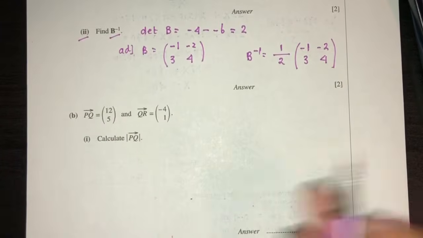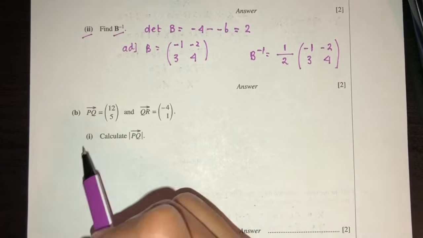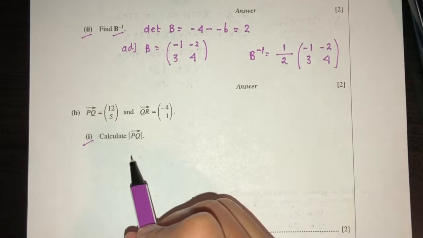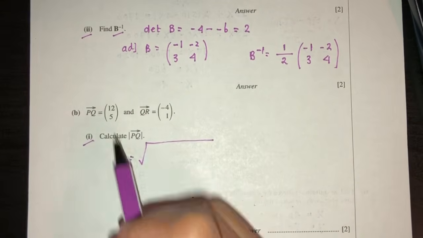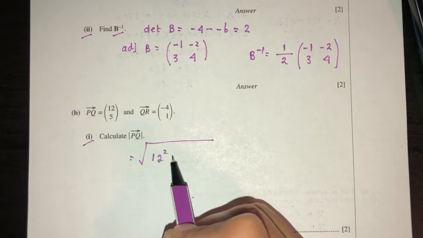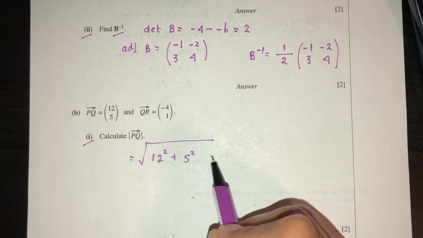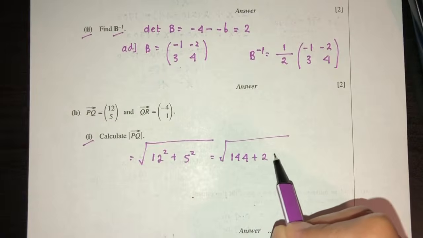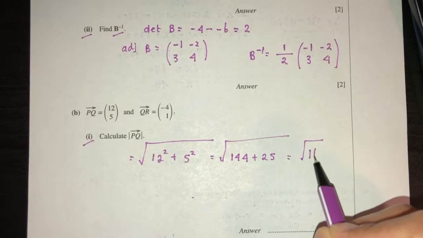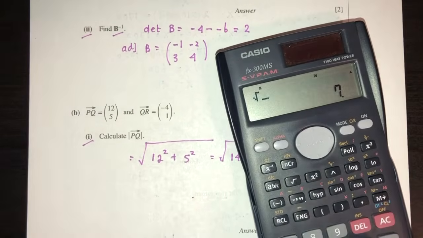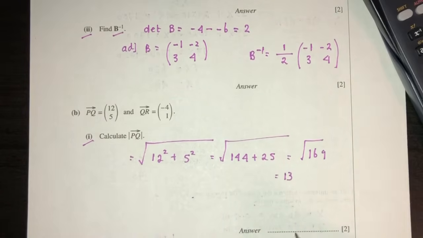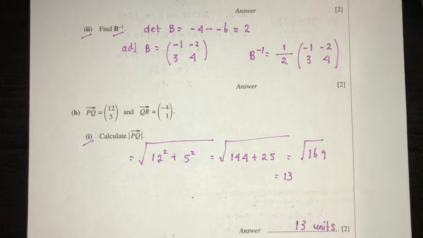Now moving on to part B, PQ is this, Q is this. Part 1, find the magnitude of PQ. So pretty easy, that will be equal to square root of the first square plus 5 square. That will be 144 plus 25. That will be 169. That is 13. Now will be 13 units for the magnitude of PQ.